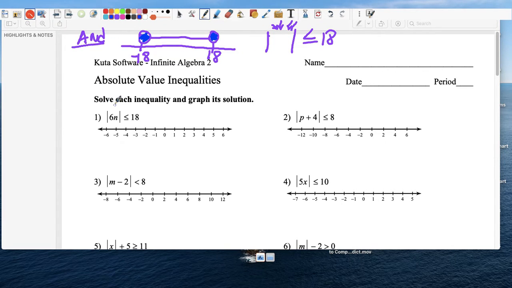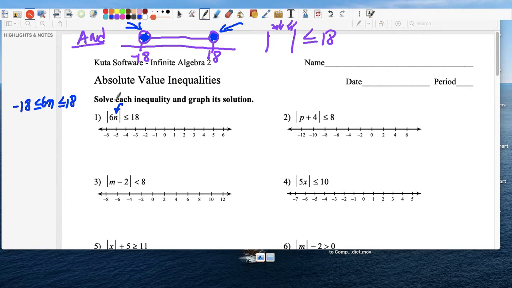So we got to find the values of n. Now, what can I replace the n with? And that's what we're looking for. What can I replace the n with? So, understanding that this is going to be an AND problem, we can set it up as a compound inequality and write negative 18 is going to be less or equal to n. N is going to be less or equal to 18. Right? And where is this coming from? It's coming from right here, guys. That's why I do that in the beginning, because it helps me. Sorry, that should be 6n.